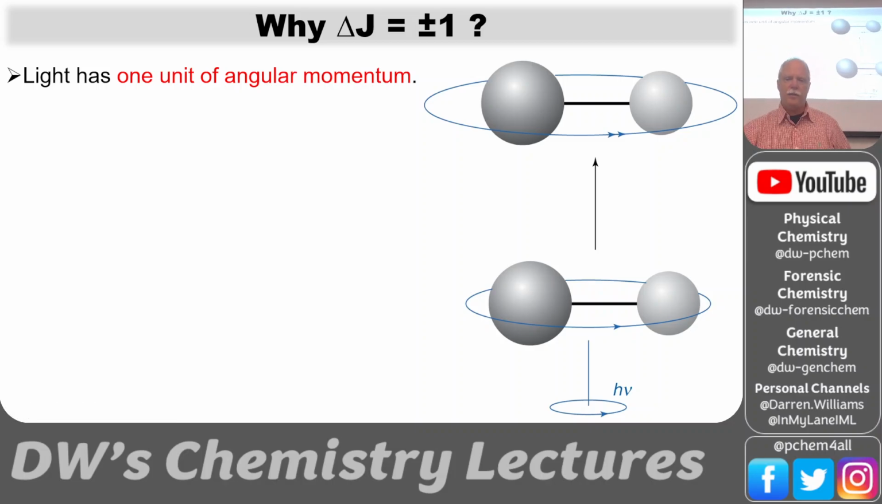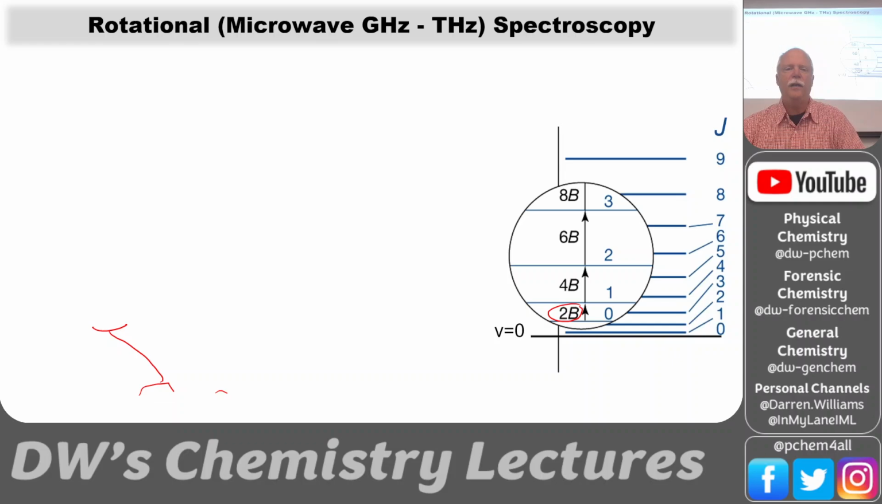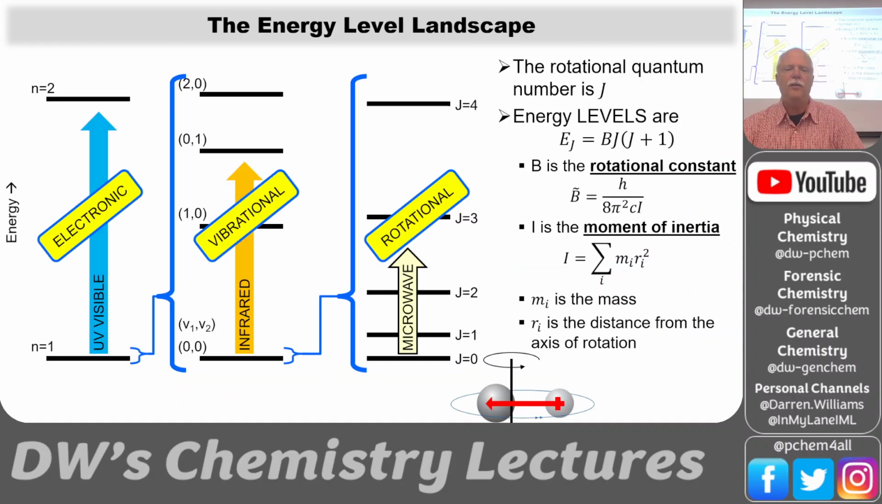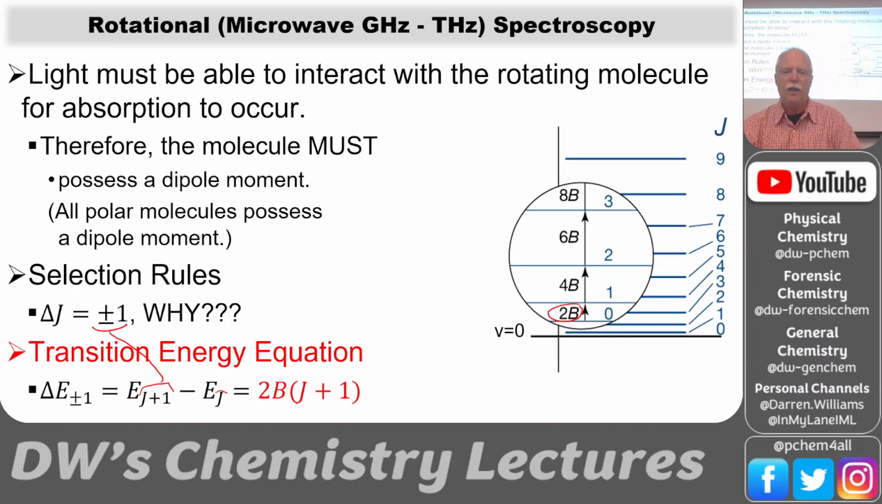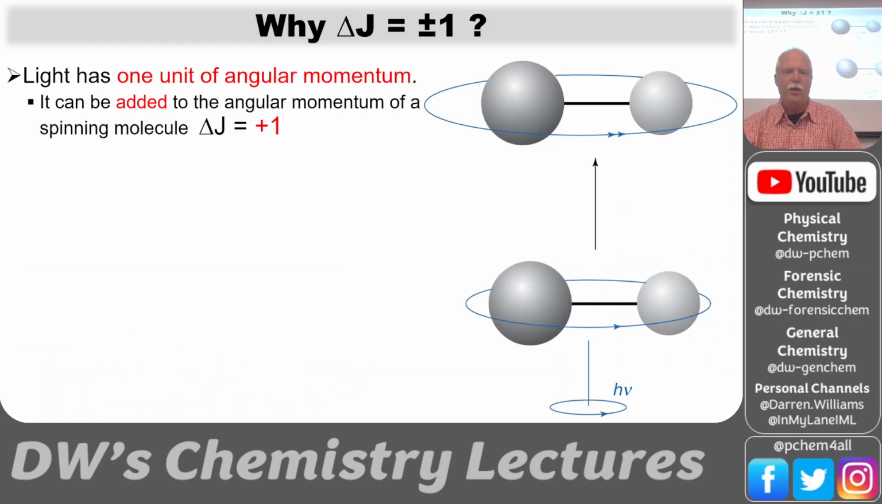Okay, so talking about the selection rules for rotational spectroscopy, let me just back up and get this right here. So here's where rotational energy levels compare to vibrational and electronic energy levels. So that's the energy level landscape, and here are the equations for the energy levels of this rotational motion. So now let's talk about the selection rules.